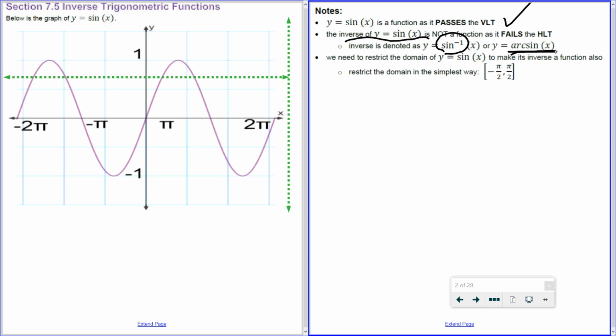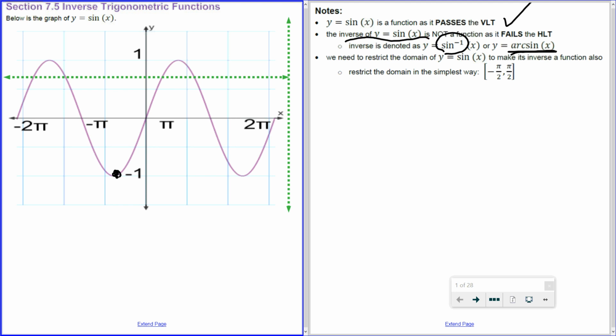So let's go back to our sine graph. Let's restrict the domain to make the function an inverse. Now, I can restrict it in a couple of different ways, but I want to restrict it so that I have the biggest piece of the graph so that I can focus on that to make it an inverse. So because I only want to touch my graph once with the horizontal line, I'm going to restrict it from a min to a max. So I'm going to restrict it from this min to this max. So I'm going to look at just this piece of the original function.